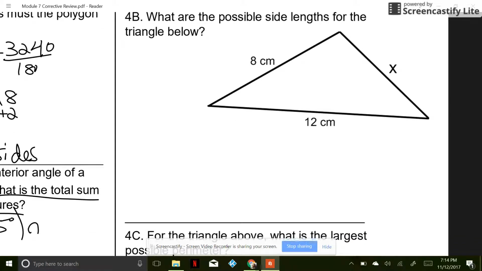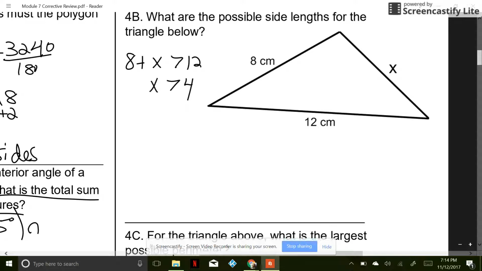What are the possible side lengths for the triangle below? So we've got two options. X could be one of the smaller sides, or X could be the biggest side. If we want X to be one of the smaller sides, when we do our triangle inequality, we check the two smaller sides. Added together should be bigger than the third. So doing that, X has to be bigger than 4.